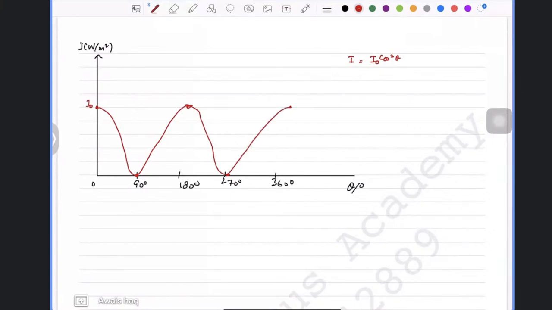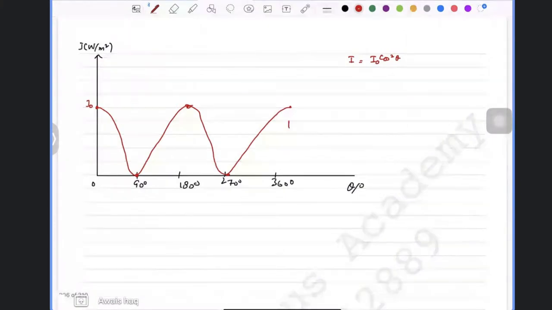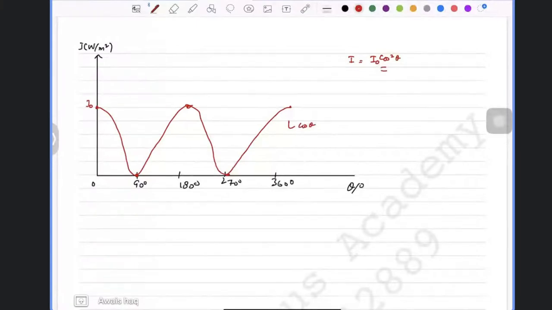Now you might also see that this is sort of a cos theta graph, because it's a function of cos, so you guys need to remember that. 0 at 90 degrees and 270, and maximum at 0, 180 and 360, so you guys need to remember that. Please let me know if you guys have any questions here.